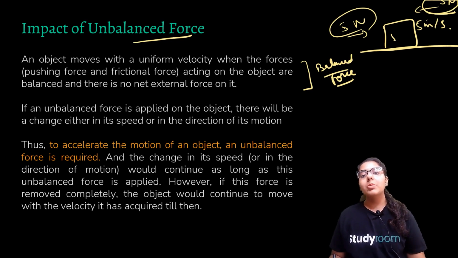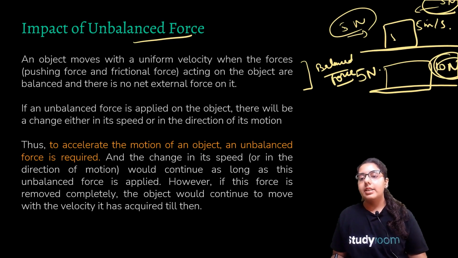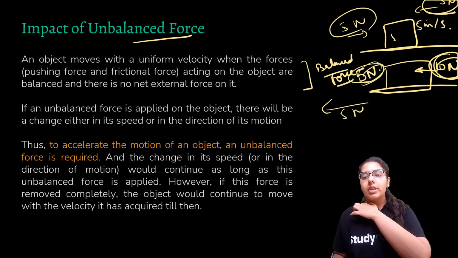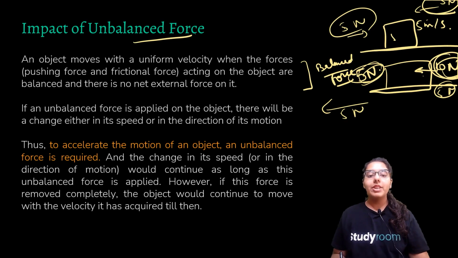But if an unbalanced force is applied on the object, there will be a change either in its speed or in the direction of the motion. As we saw, if on a block, for example, 5 Newton from here and 10 Newton from here, since this is the greater force, the block will begin to move in this direction with the force of 5 Newton, because 5 Newton neutralizes the 5 Newton from this side. So it will move in the left direction, right? So unbalanced forces can change the speed or the direction of the motion.